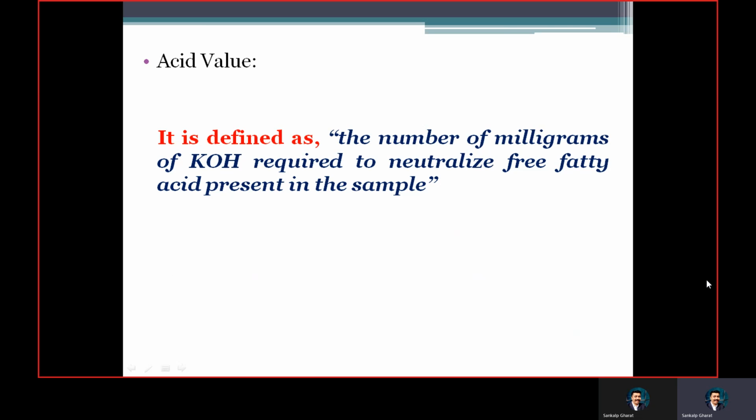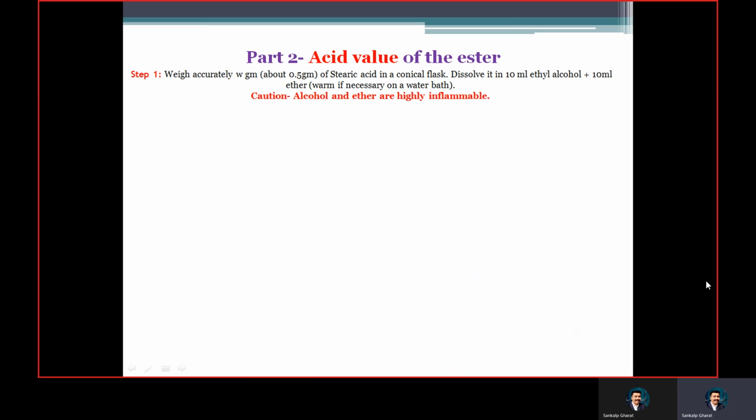The second part is acid value. We would now be determining the acid value. What do we mean by acid value? It is the number of milligrams of KOH required to neutralize free fatty acid present in the sample. So over here we are determining the number of milligrams of KOH required to neutralize free fatty acid present in the given sample. Part 2 is the determination of acid value.